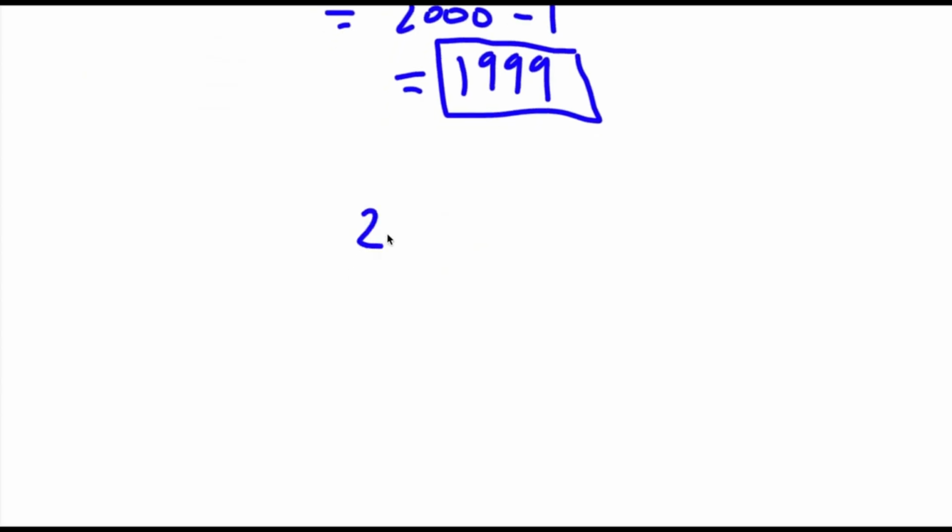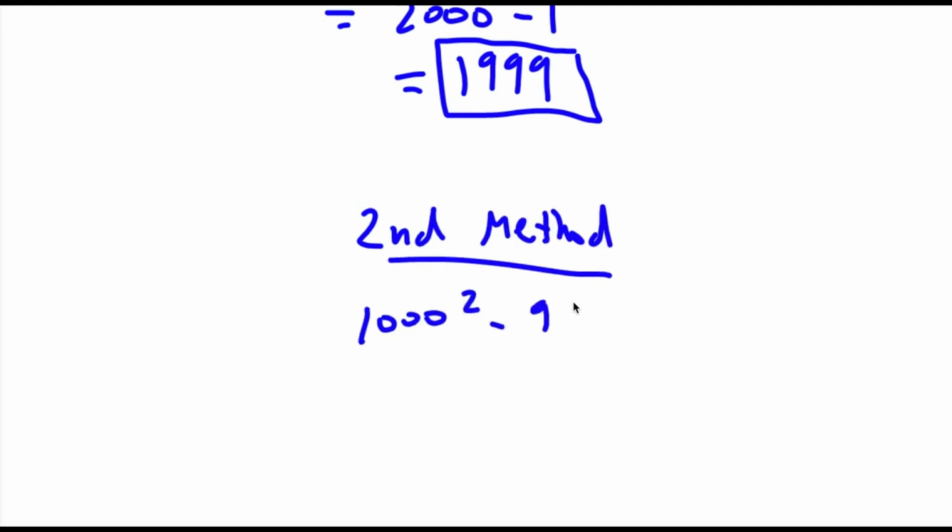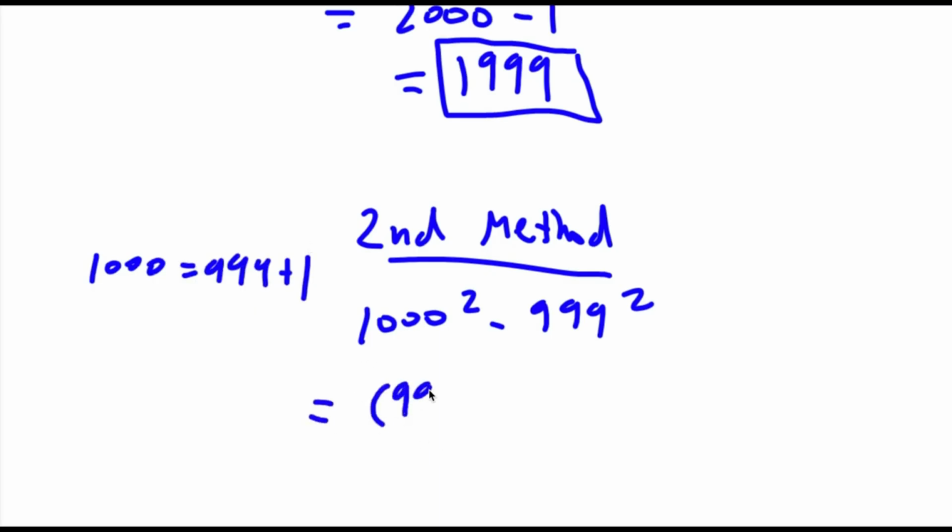Now, my second method to solving this problem, well, we again start with 1000 squared minus 999 squared. And now, last time I said I replaced 999 with 1000 minus 1. This time I'm going to replace 1000 with 999 plus 1. So now I have 999 plus 1 squared minus 999 squared.